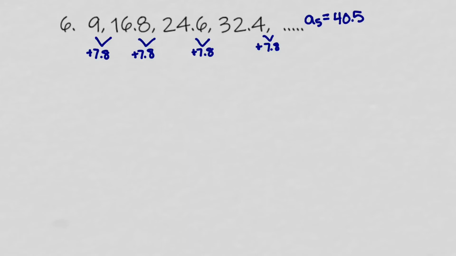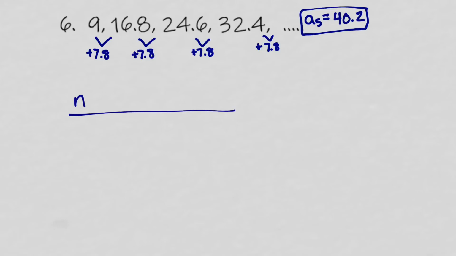All right, so the last one was a fraction one. Now we're going to do a decimal. Let's always start by seeing if we're adding anything. And this adds 7.8 to get to the next term. So I'm going to add 7.8 to get to my 5th term. So my 5th term is going to end up being 40.5. Just kidding, 40.2. I don't know what I was thinking. Okay, so 40.2. And we need to write our rule.